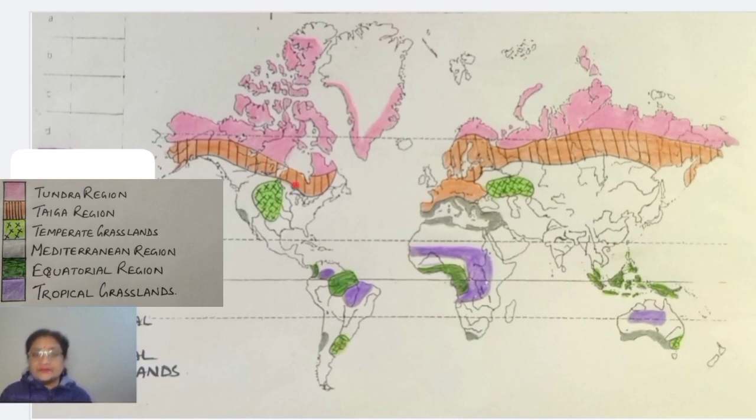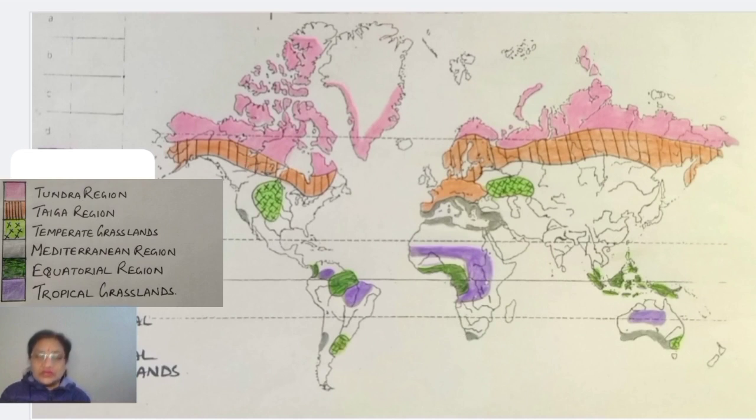Next one is actually the brown colored region, which is representing the TAIGA region, or generally it is covered, you can say, permanently with coniferous type of trees, coniferous forest. So this entire area, maximum part is covered with dense coniferous forests. So this is TAIGA region.